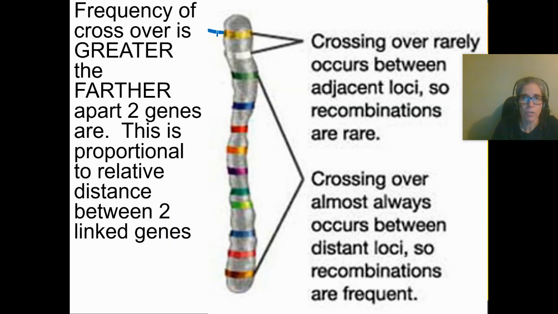So the closer genes are on a chromosome, the more likely they are to be linked, the tighter they are. Crossover is going to be rare. Whereas genes that are very far apart on the same chromosome, crossover is just as likely to happen as not happen. So we would say those are unlinked.